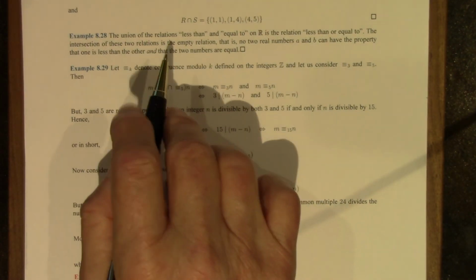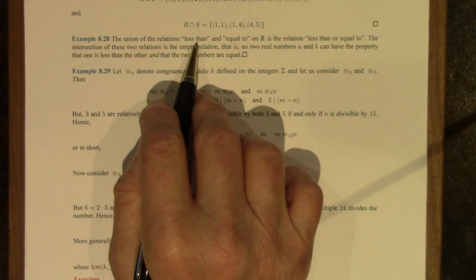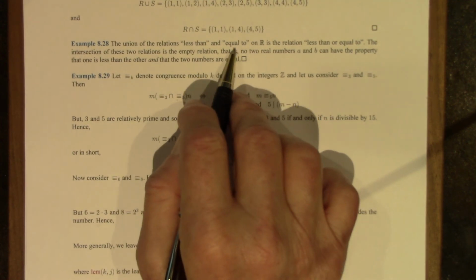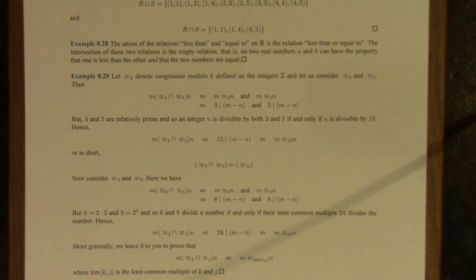The union of the relations less than and equal to is less than or equal to. The intersection of these two relations is empty because you can't have two real numbers A and B where one is less than the other but they're still equal.